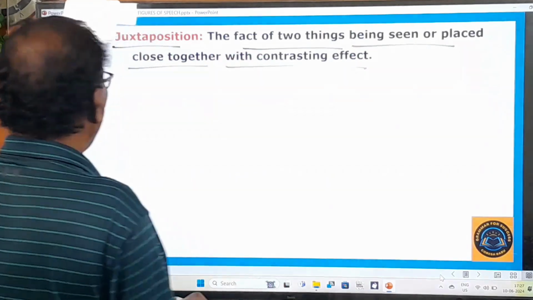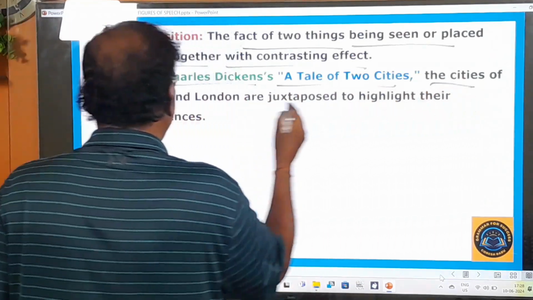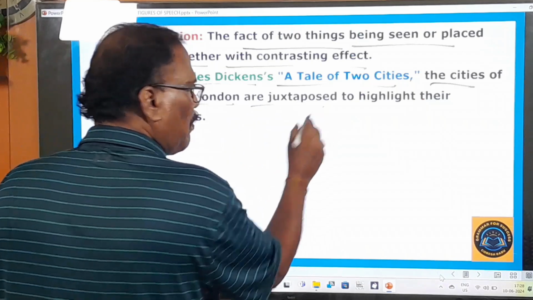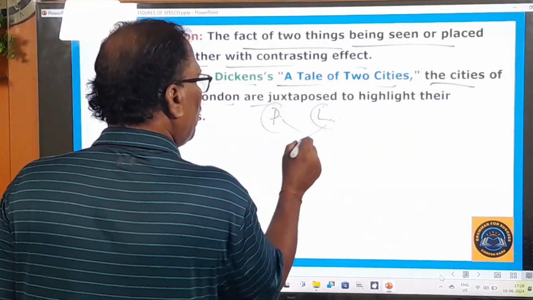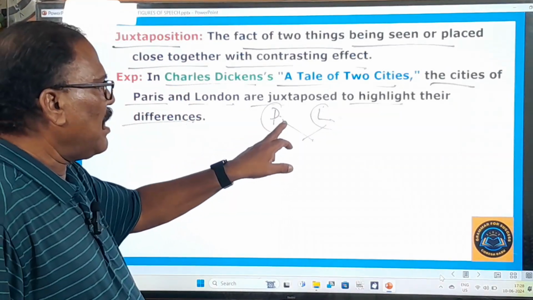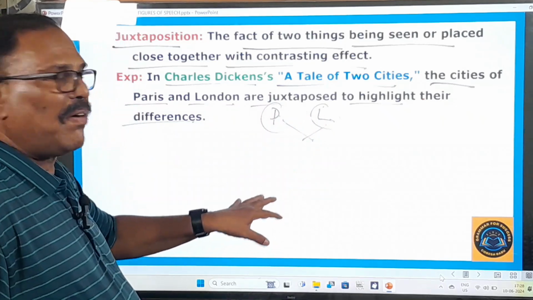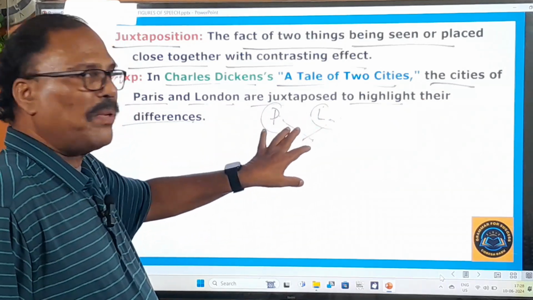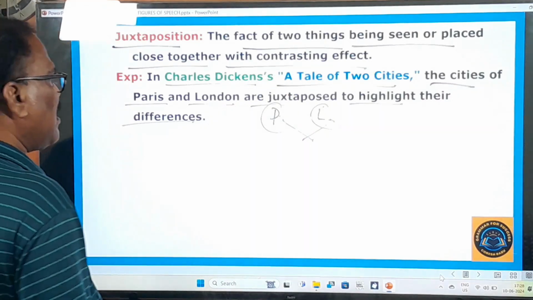Here you pay attention to this. In Charles Dickens's A Tale of Two Cities, the two cities, Paris and London, are juxtaposed. This is Paris, this is London. These two cities are placed to highlight their differences. What are the differences between these two places? What are the advantages of these two places? All such things are explained in A Tale of Two Cities by Charles Dickens.